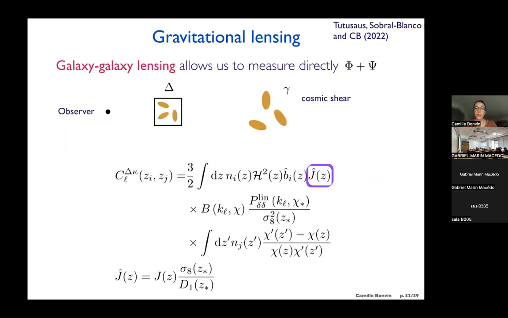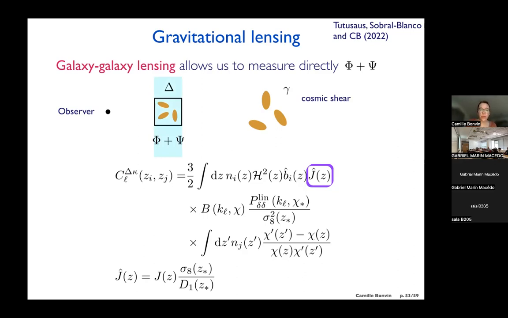So then if we want to measure the anisotropic stress, in addition to measuring the evolution of psi, we also need to measure the evolution of phi plus psi in order to compare the two quantities. And this we can do by looking at what we call galaxy-galaxy lensing: the correlation of cosmic shear at high redshift with clustering at low redshift. We can easily show that this correlation is sensitive to phi plus psi at the position of the lenses.